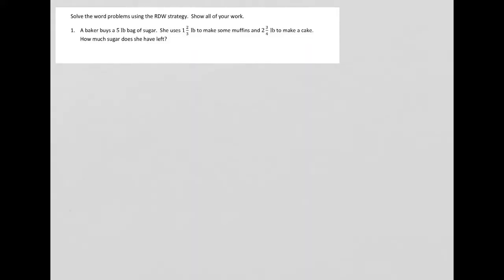So let's get started with question number 1, which is: a baker buys a 5-pound bag of sugar. She uses 1 2/3 pounds to make some muffins and 2 3/4 pounds to make a cake. How much sugar does she have left? So let's identify our important information. She buys a 5-pound bag of sugar. So that sounds like what she starts off with is 5 pounds. So this is her starting. Now, she uses 1 2/3 for muffins and 2 3/4 for a cake. And they want to know how much does she have left.